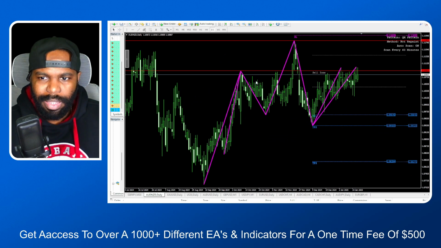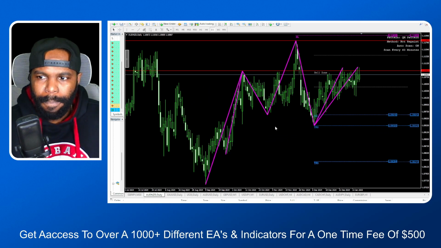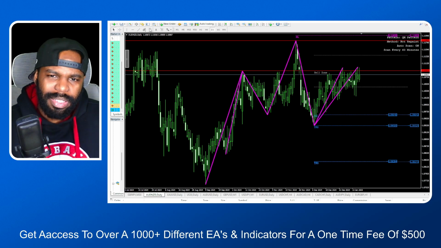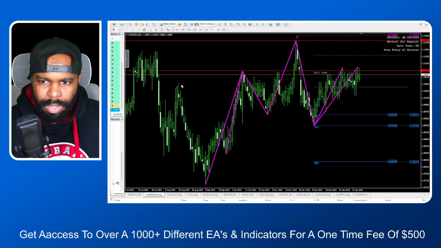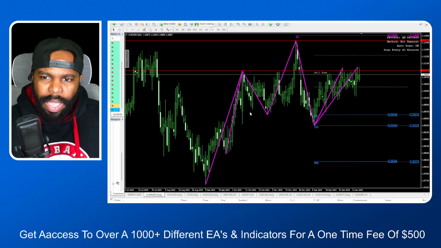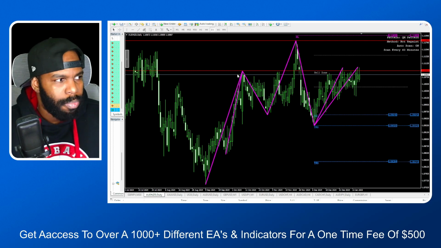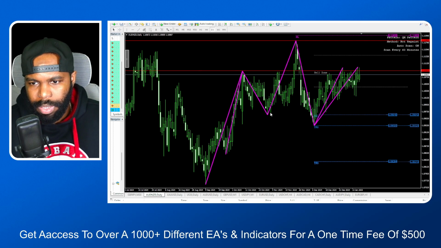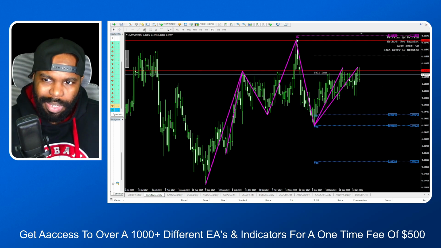So let's look at the daily now. This is NZD, by the way. You can look at any pairs you want. This indicator works on every pair. All right, so as you can see right here, we have a Quasimodo reversal pattern formed here. We have point A right here. Point B is here. Point C is here.